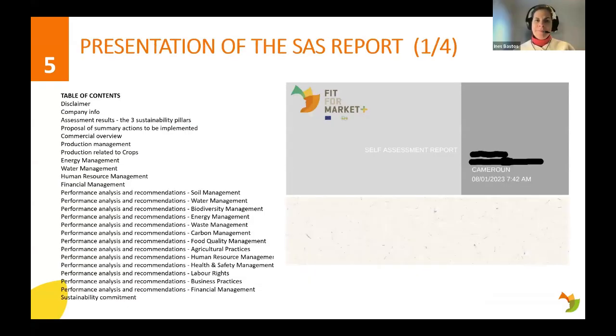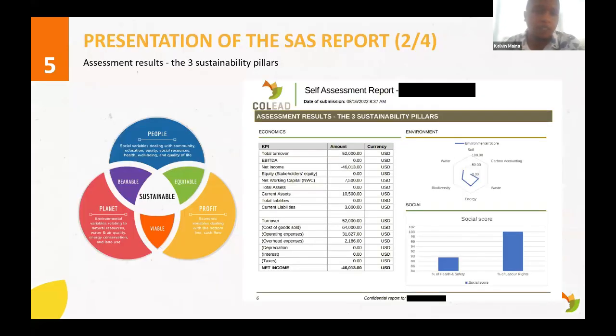This is how the SAS report looks. I think you all saw this here. So, the presentation of the SAS report, as you can see. The assessment incorporates all the sustainability pillars, and it looks at people, planet, profit, and how resources are used in an equitable, sustainable, viable, and bearable manner, so that you can generate a report that reflects the sustainability measures of this particular organization.